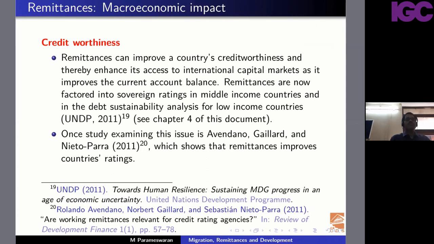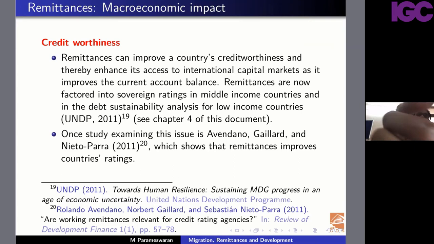Now, what is important for small poor countries is that remittances increase the creditworthiness of these countries, because remittances are external flows and these are non-debt flows. Therefore this will improve the external credit rating of these countries. For example, UNDP 2011, which is also a good reference for understanding migration issues, says that remittances are now factored into sovereign ratings in middle-income countries and into debt sustainability analysis of low-income countries. There is one study which shows that remittances actually improve the credit rating of these countries. That is the creditworthiness. So that is the other aspect.